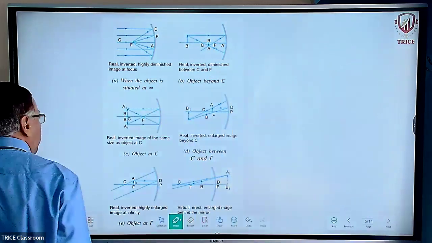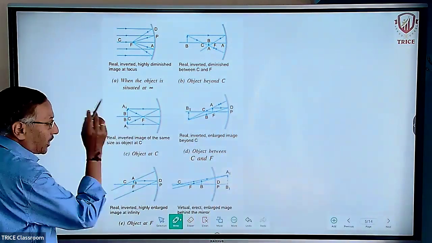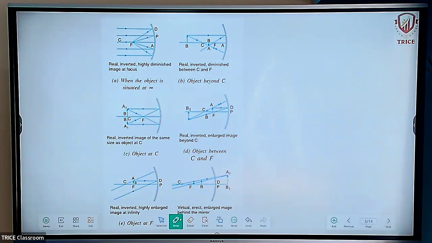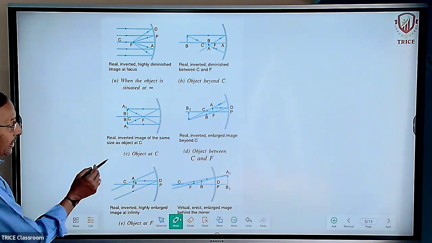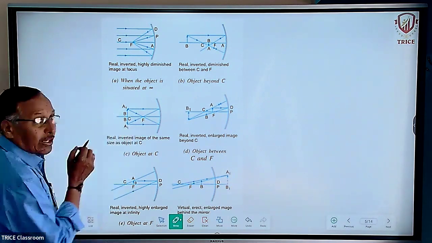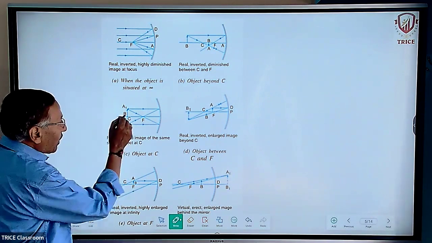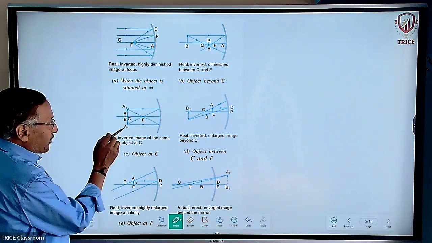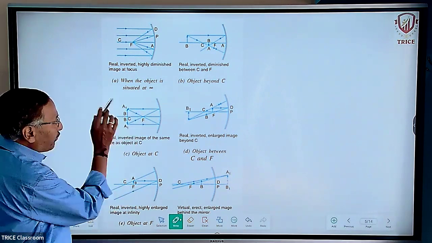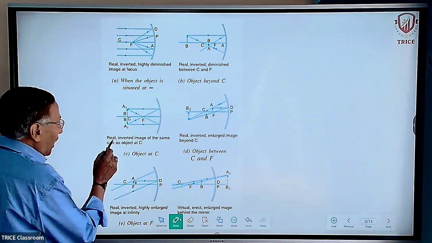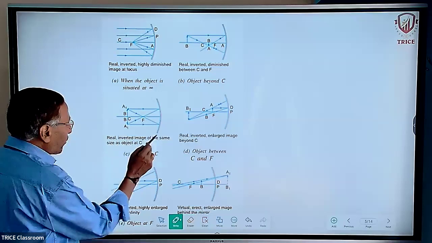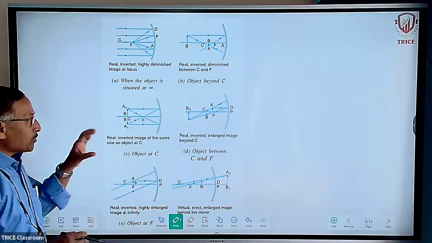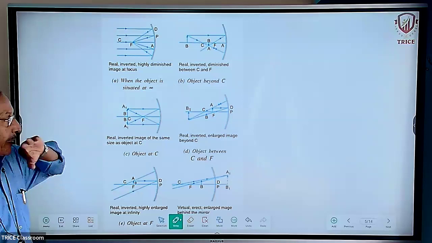If you keep the object at the center of curvature, then you get an image exactly below the object, which is the same size as the object. See here, object is placed at center of curvature. You find the image just below the object, and the size of image is equal to the size of the object. So here a real inverted image of the same size as the object is formed at center of curvature.